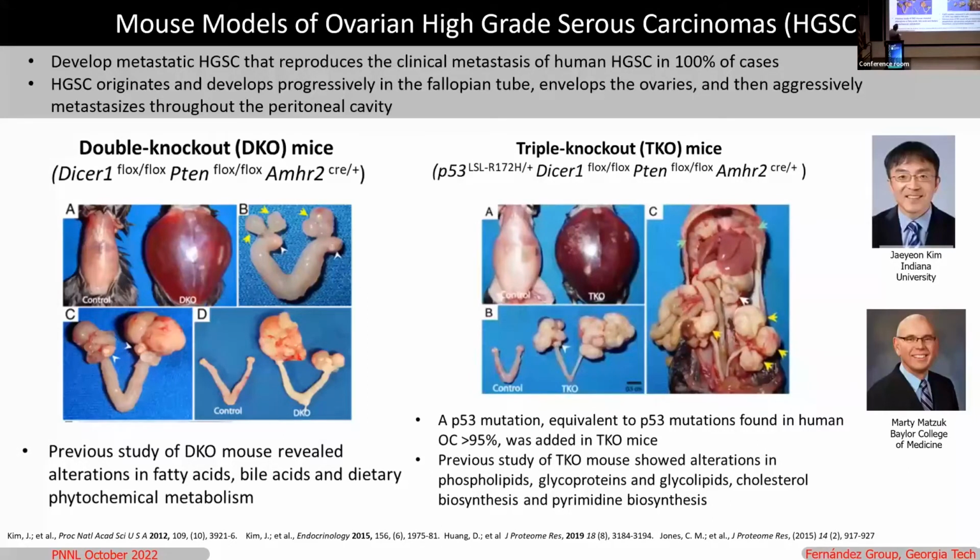called DICER and PTEN. This is the reproductive system of a mouse, and this here and that there, those are the ovaries. And one thing that you may not know is that ovarian cancer is actually not ovarian cancer. Ovarian cancer actually starts in the fallopian tubes. So it should be called fallopian tube cancer, and then it migrates to the ovaries.